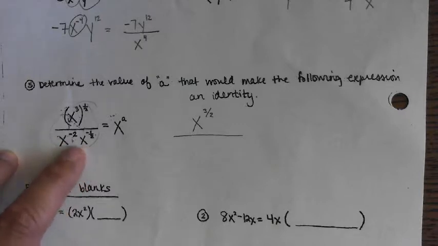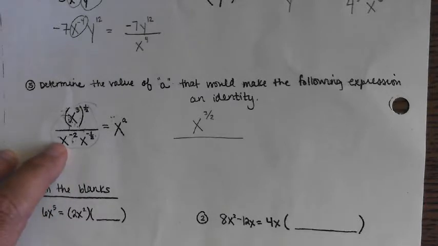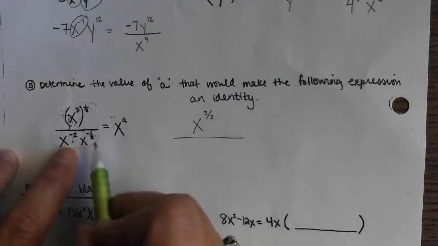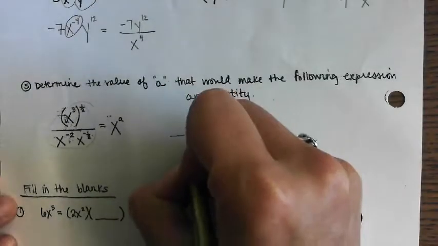What's the rule on the denominator? What should I do with those exponents? Add, subtract, multiply, divide? Add them, yep. So negative 2 plus negative a half is going to be negative 5 halves.